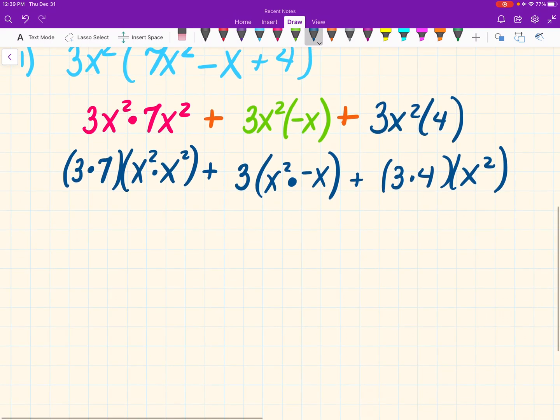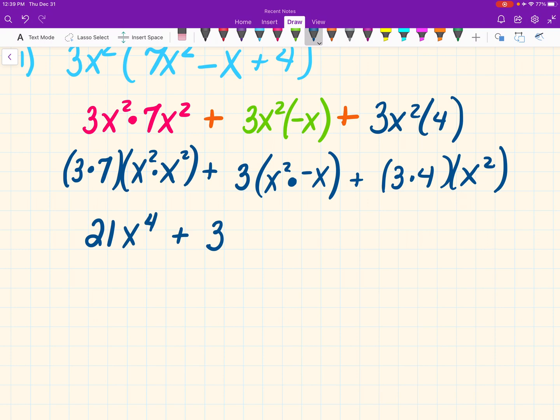So 3 times 7 is 21. We have x squared times x squared. Same bases. When we multiply like bases, we add the exponent. So this should be x to the 4th. Now this 3 here doesn't have anything to multiply by, so we're just going to leave that. And this is where you're going to have to be careful.